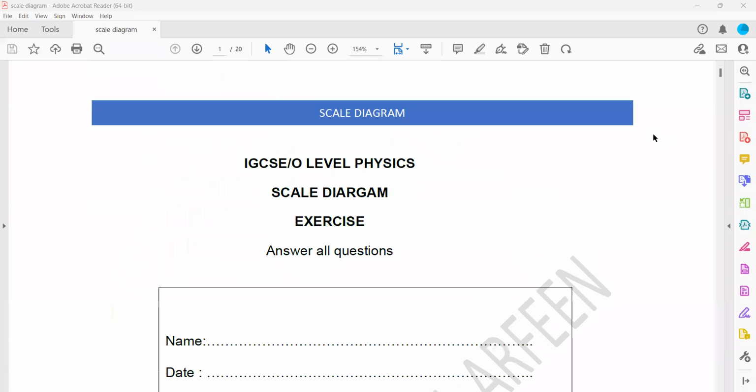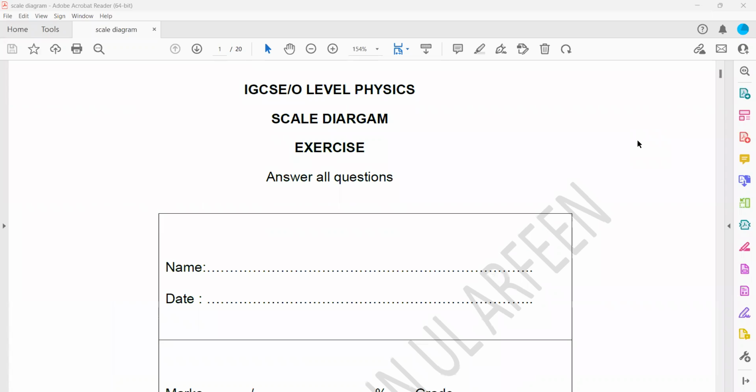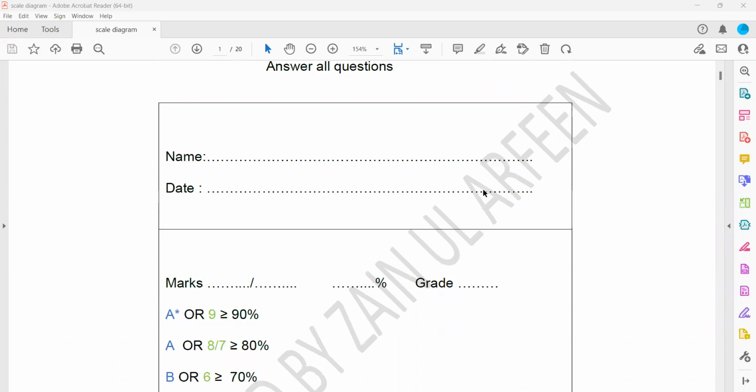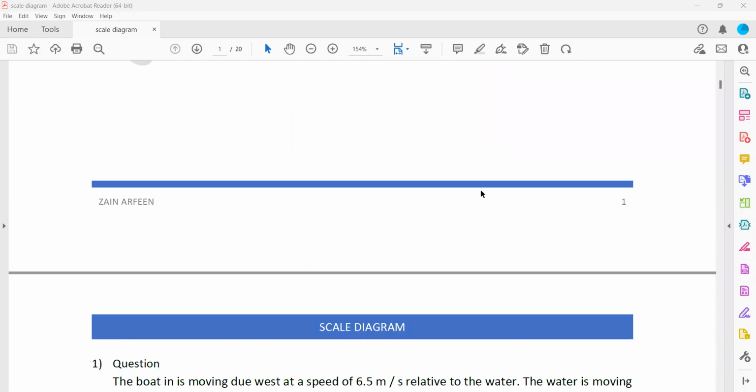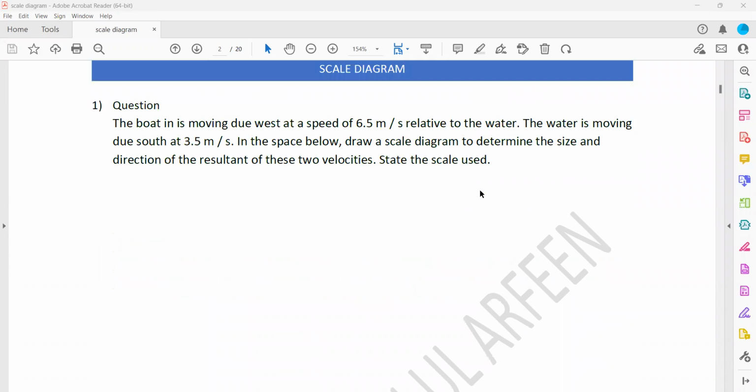So this exercise has questions related to the scale diagram, in which you find the result of the vectors by drawing them. Either you use a parallelogram method or you use a triangle method. Both methods will work. I prefer to use a parallelogram method, in which we draw both vectors from the same point. Now, you should also solve at the same time. The first one I will do for you.